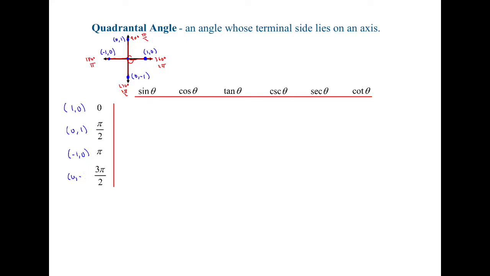Do not memorize these. These are things that you can just figure out by looking at a unit circle and going 1 unit left, 1 unit right, 1 unit up, and 1 unit down when you plot points.